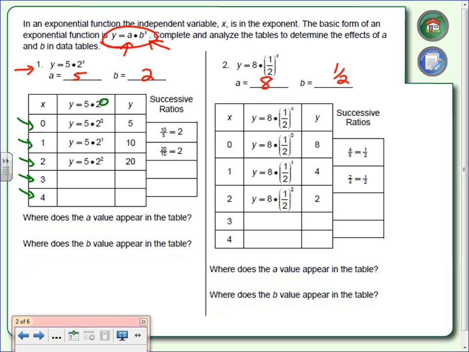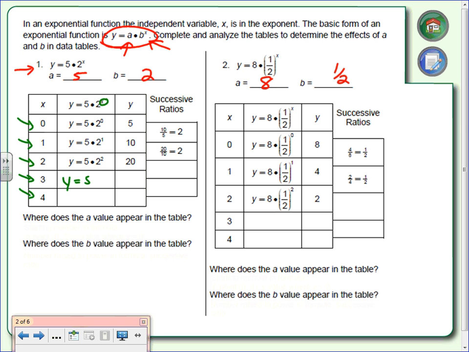Let's try that again. Let's do the next one: 5 times 2 to the first power. The number you get this time is a 10, which they've already given to us. The next one we have is 5 times 2 squared. If you put that in your calculator, what you're going to get is a 20.